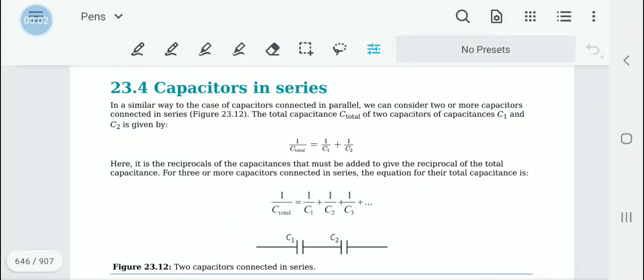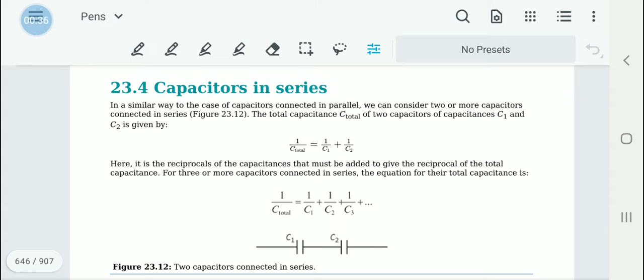Physics chapter 23 theory video 4: capacitors in series is what we are going to discuss. This is actually the opposite of what was happening in relation to the resistors. So here we are dealing with two or more capacitors connected in series.